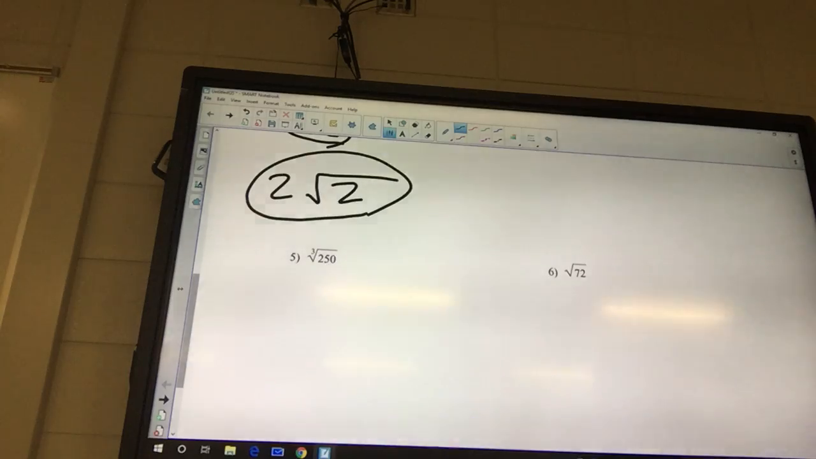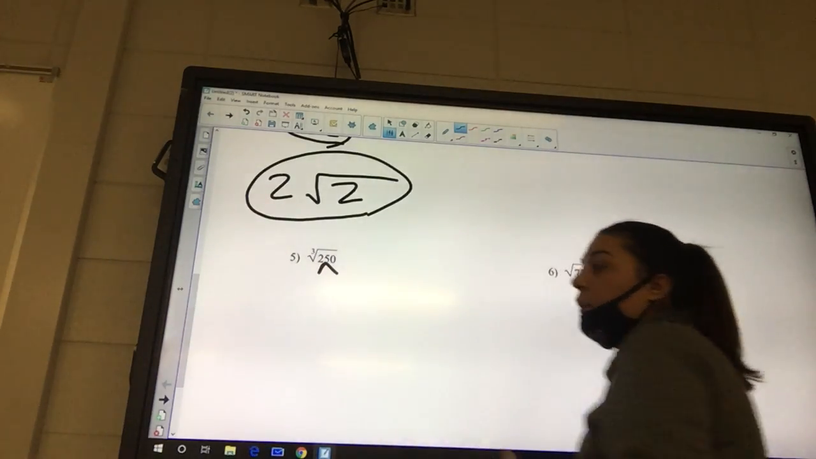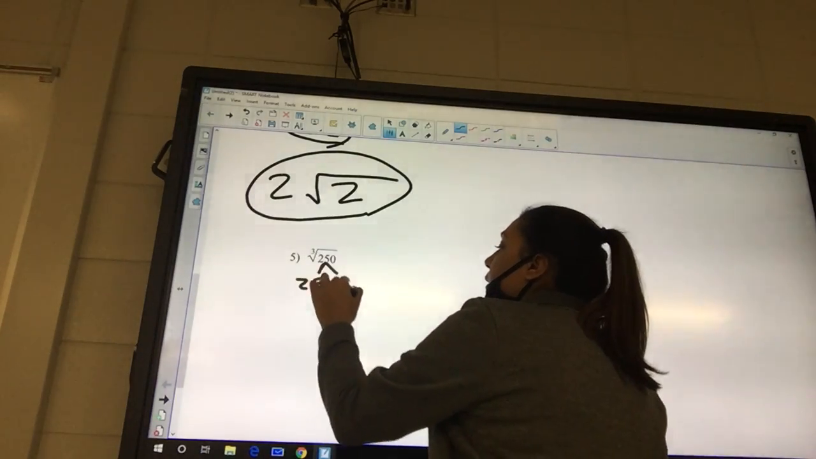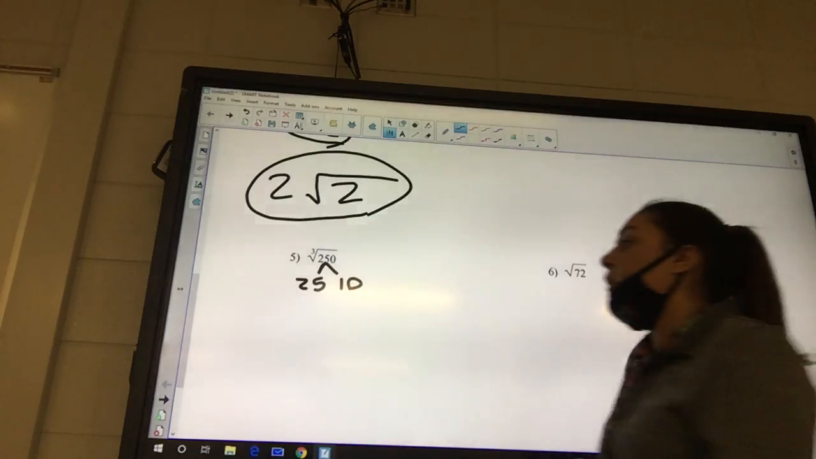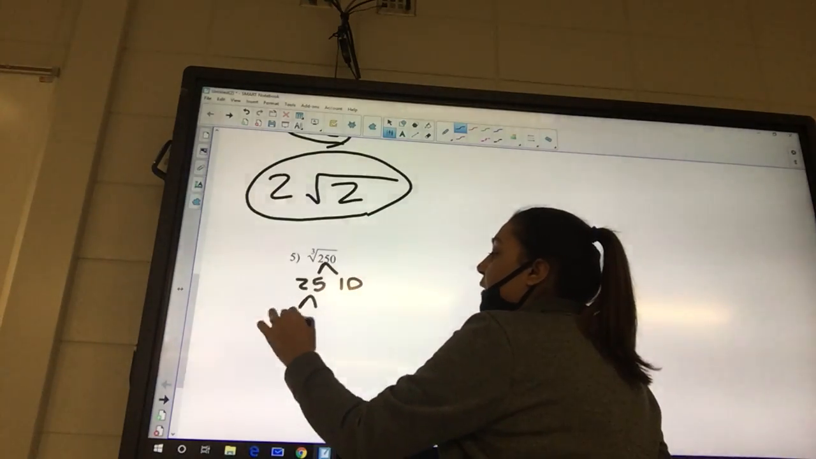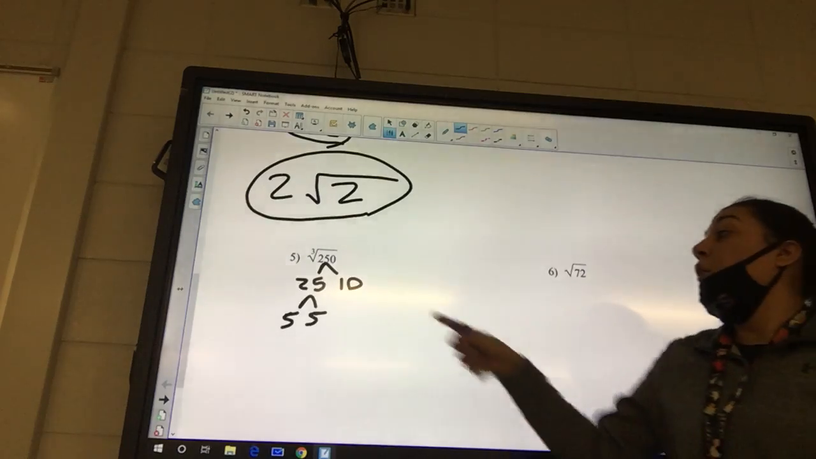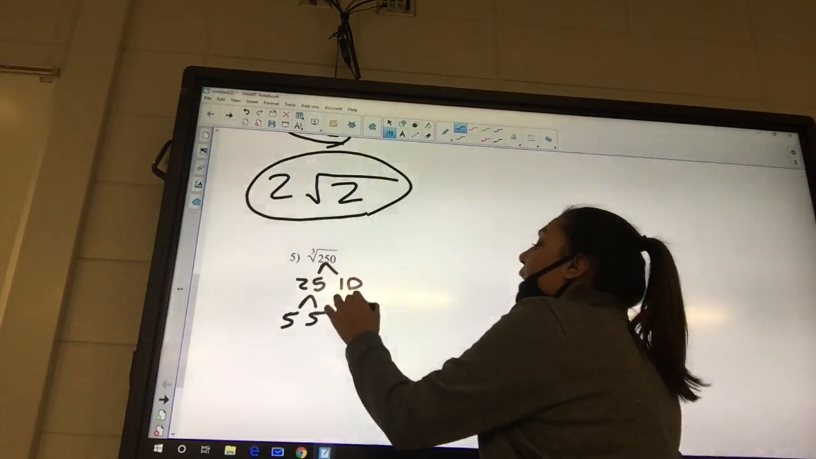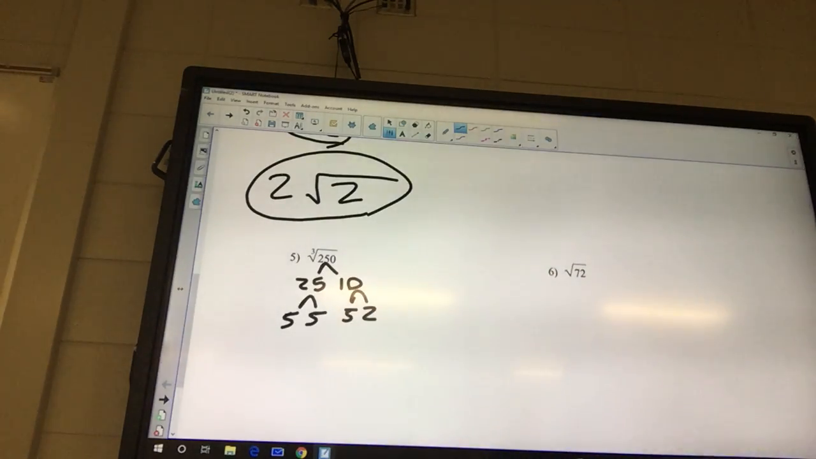Okay, so what are some factors of 250? 25 and 10. Can 25 be factored further? Yeah, 5 and 5. Can 5 be factored further? No. What about the 10? 5 and 2. Okay, so we got 5, 5, 5, and 2.